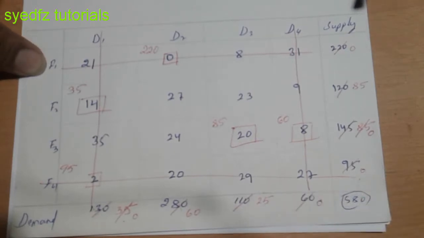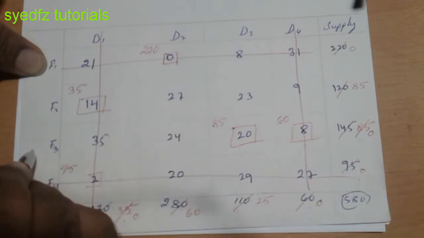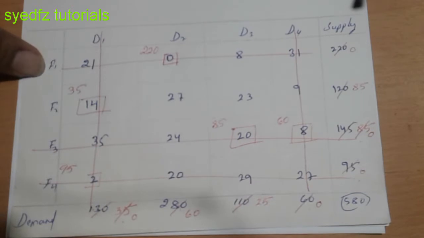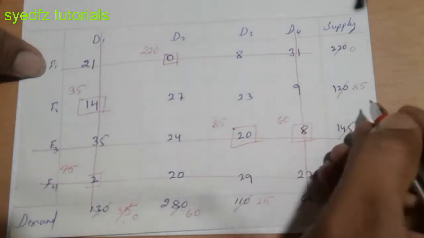Okay, the supply is over. Supply is over means deduct this row. Now which one is less? 23 is less.